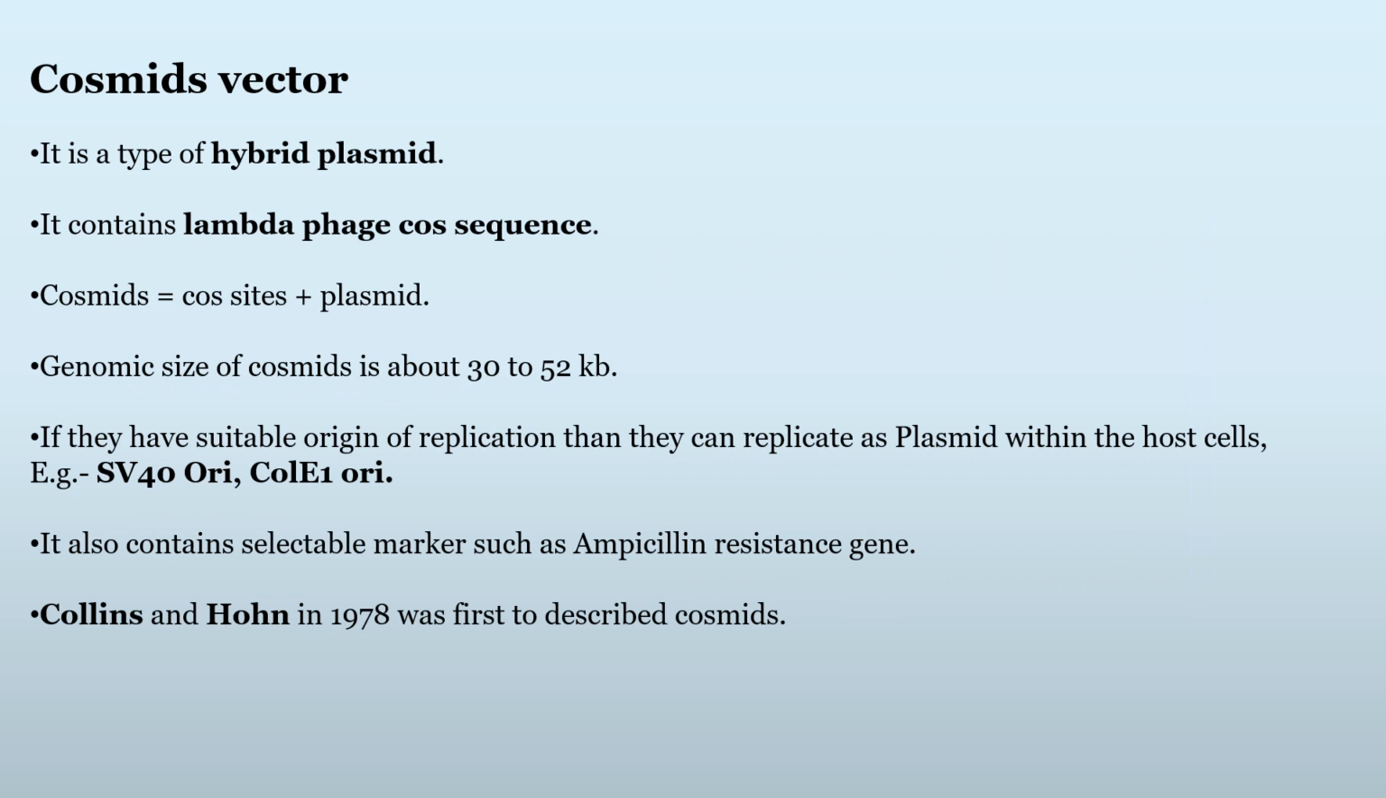Cosmid vector. It is a type of hybrid plasmid. It contains the lambda phage cos sequence. Cosmid equals cos sites plus plasmid. The genomic size of a cosmid is about 30 to 52 kb. If they have a suitable origin of replication, then they replicate as plasmids within the host cells. Examples are SV40 ORI and ColE1 ORI. It contains selectable markers such as the ampicillin resistance gene. Collins and Hohn in 1978 were the first to describe cosmids.